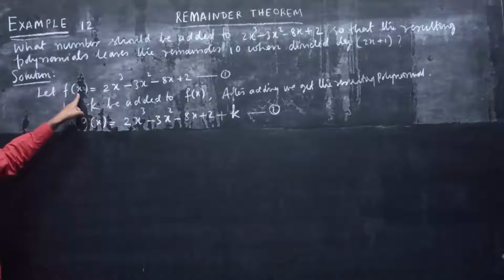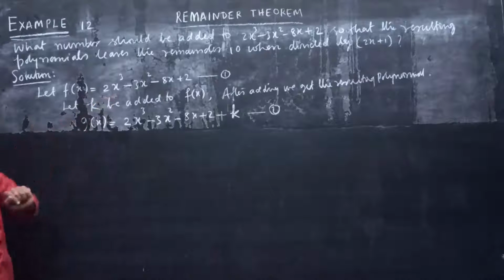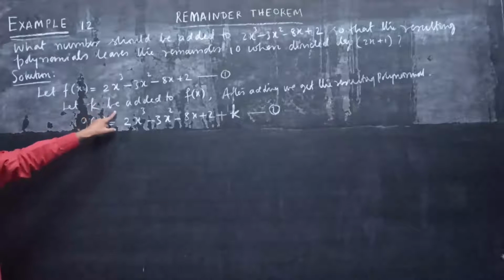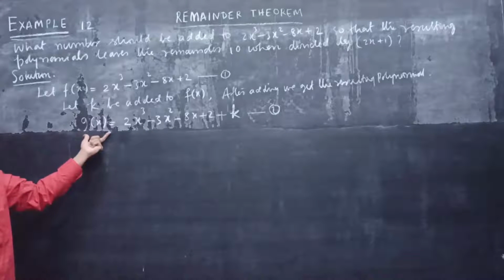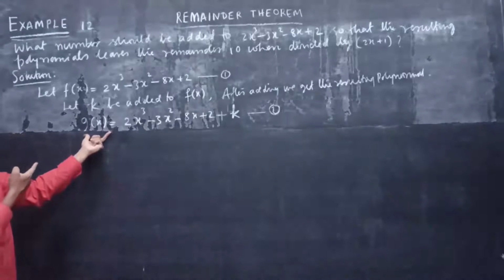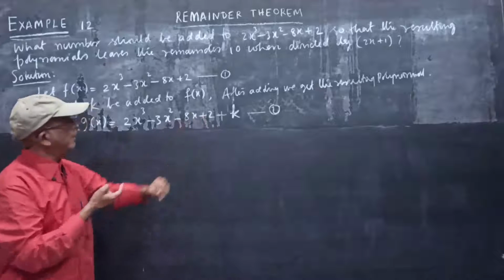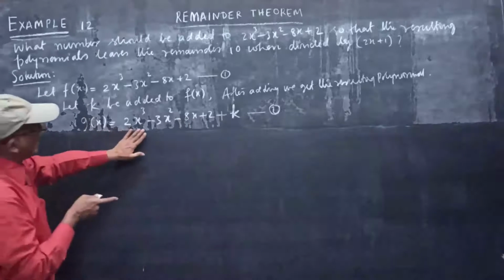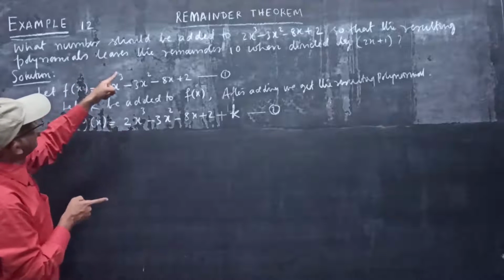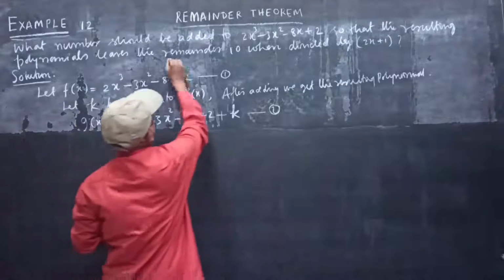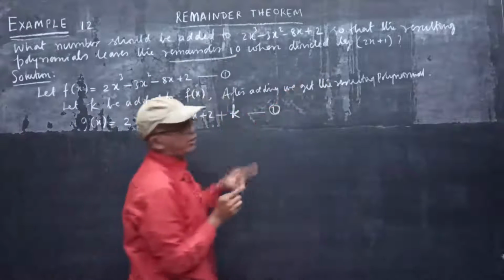Before adding, I have taken it as f(x). After adding k to the f(x), we get one more polynomial, the resulting polynomial. We take it as g(x). g(x) is after adding. Now, after adding this, this will leave the remainder 10 when divided by 2x plus 1.